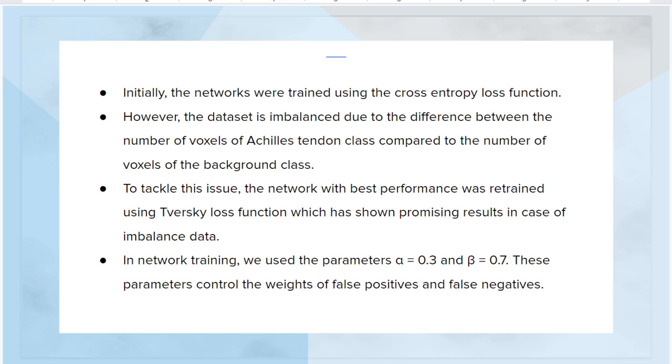In network training, we use the parameters alpha equal to 0.3 and beta equal to 0.7. These parameters control the weights of false positives and false negatives, and by increasing the value of beta, the loss function will generalize and improve the performance in case of imbalanced data.